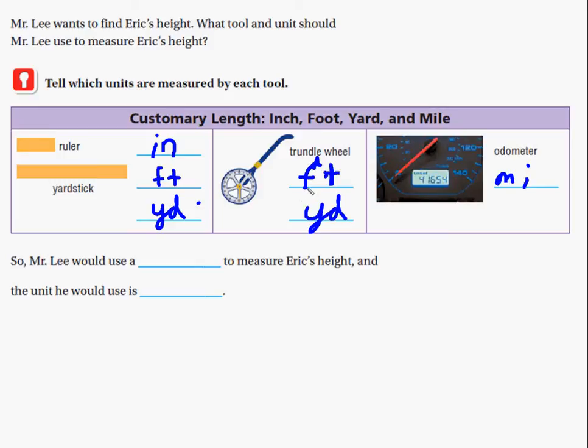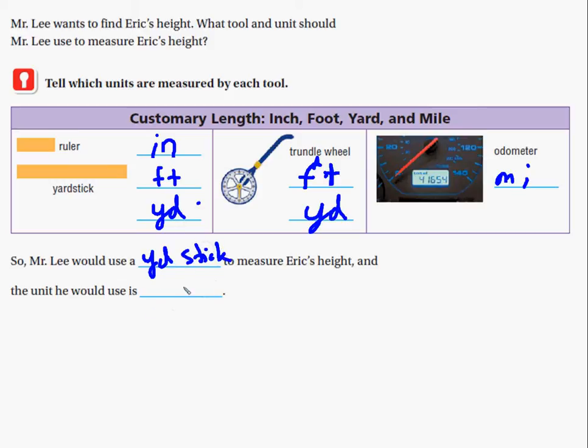That wouldn't be helpful. A trundle wheel might be okay, but then again, they'd have to lie down on the ground, and then you'd have to walk along the length of their body to see how many feet it is. A ruler or yardstick is going to be most practical and precise. So let's say yardstick. You'd use a yardstick.